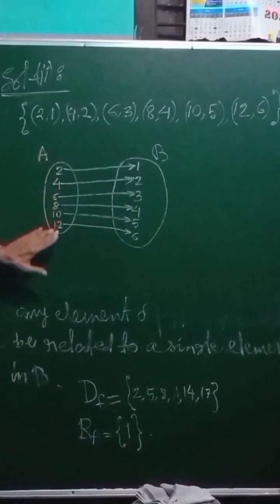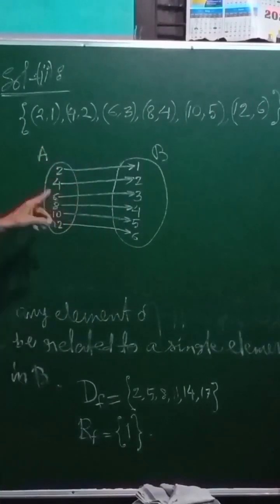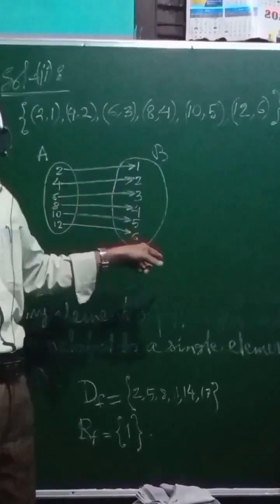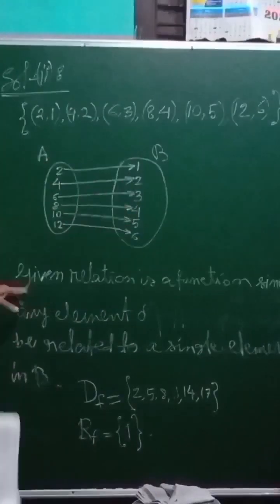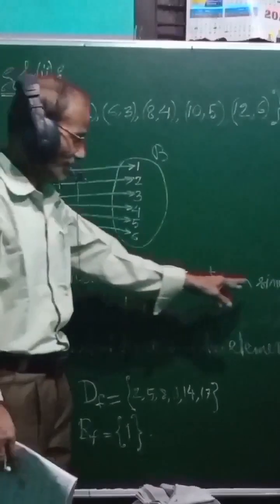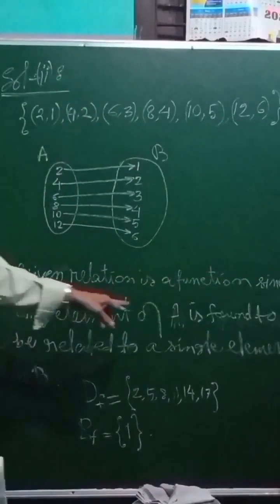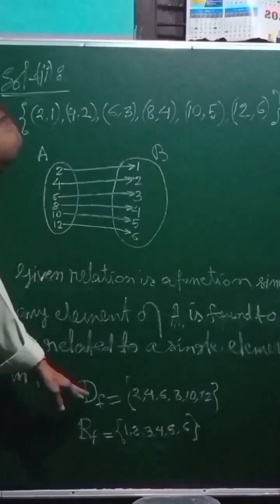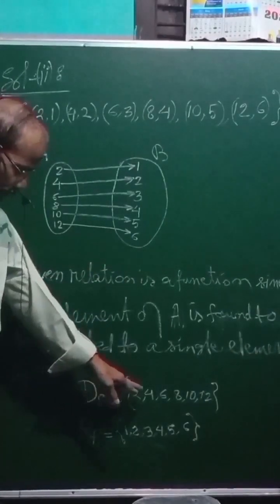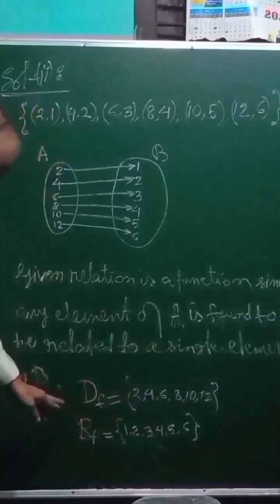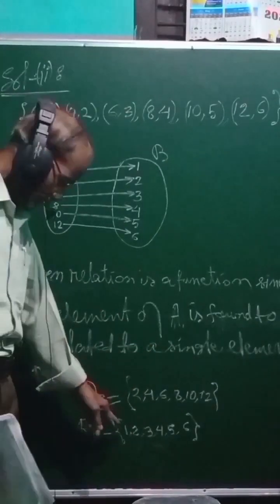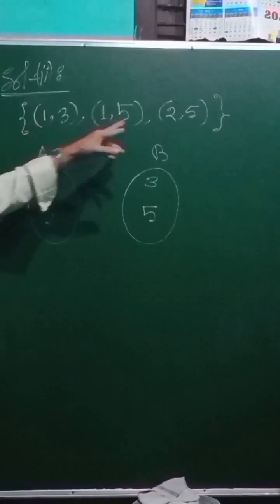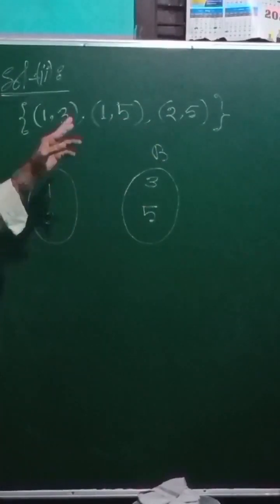All have been engaged. First condition. Second condition, that each of the elements is having a single element in B, whatever it is. Given relation is a function since any element of A is found to be related to a single element in B. Domain of f is equal to 2, 4, 6, 8, 10, 12, and range of f is equal to 1, 2, 3, 4, 5, 6. This is the roster form, the third portion.